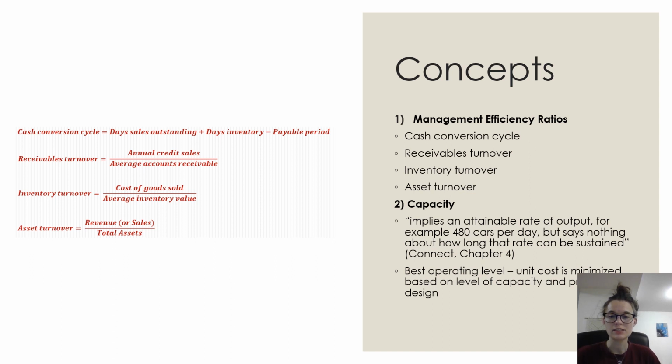The second thing I learned was capacity, which we used in the Lafarge case as well as in the Connect activities. So capacity implies an attainable rate of output, for example, 480 cars per day, but says nothing about how long that rate can be sustained. So it's about how long you can sustain something, the attainable rate of output. And then with that came the best operating level, which is where the unit cost is minimized based on the level of capacity and production design. So basically ensuring the best level at which you can make something so that the amount of money you are putting into the product is the least amount.